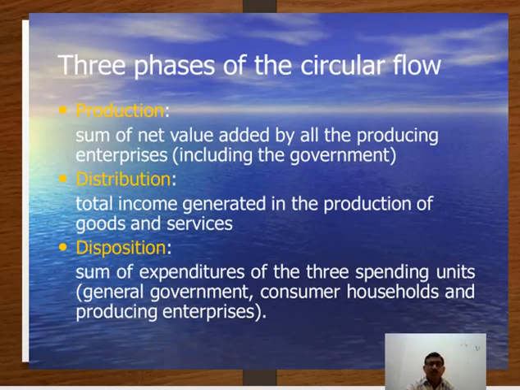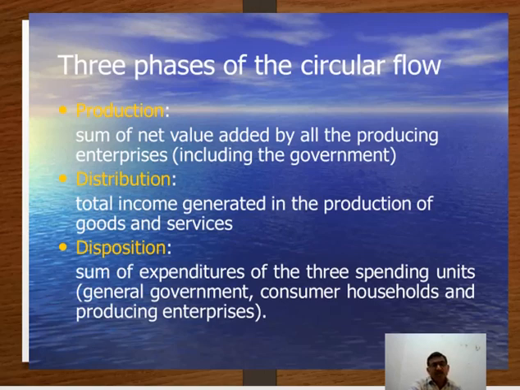Now there are different phases of circular flow of income. First phase is the phase of production, distribution, disposition. In the first phase, production takes place by the producing sector with the help of factors of production. In the second phase, total income is distributed, meaning whatever income is generated by the enterprise is distributed among the factors of production in the form of rent, wages, interest, profit. In the phase of disposition, whatever income is received by the factors of production is spent by them again to purchase goods and services.